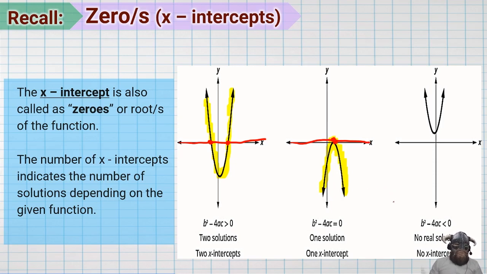And if your parabola doesn't have any real solution, that is where your parabola looks like this one. It doesn't intersect your x-axis. That means you don't have any zeros or any x-intercept on the given parabola.